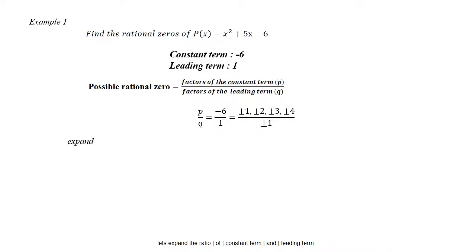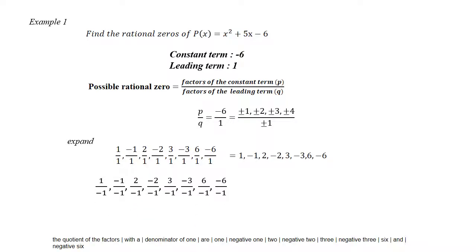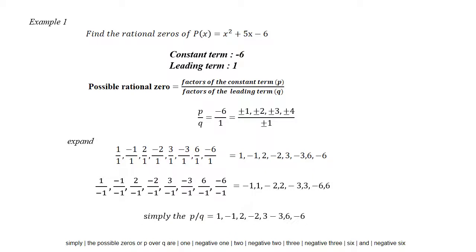Let's expand the ratio of the constant term and leading term. The expansions are the following. The quotients of the factors with a denominator of 1 are 1, -1, 2, -2, 3, -3, 6, and -6. The quotients of the factors with a denominator of -1 are -1, 1, -2, 2, -3, 3, -6, and 6. Simplified, the possible zeros, or p over q, are 1, -1, 2, -2, 3, -3, 6, and -6.